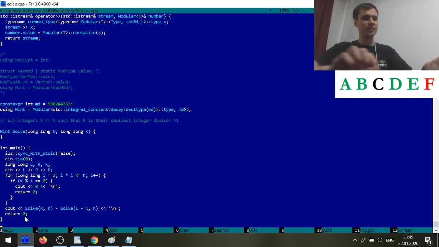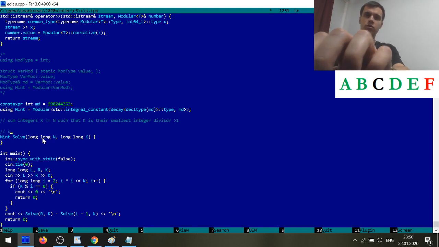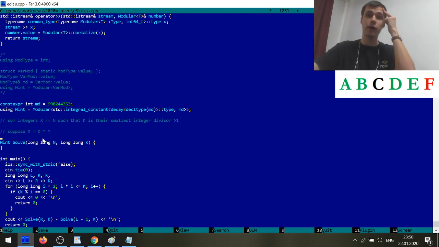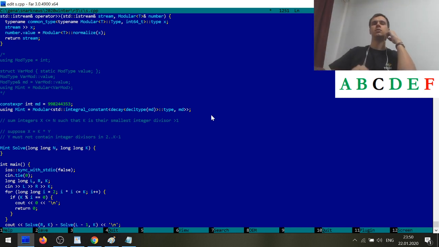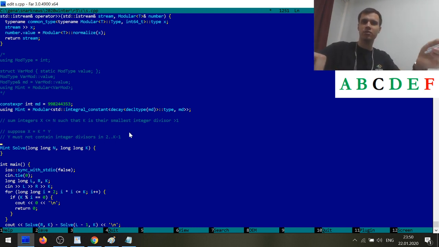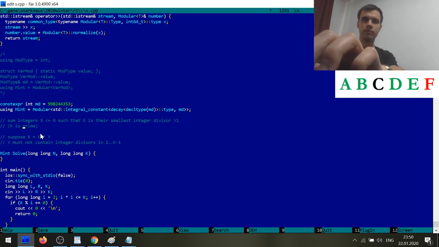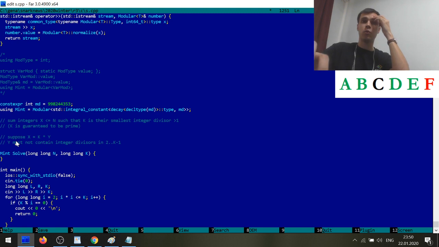Okay, so the first idea is that all these integers x have to be divisible by k, at least. So suppose that x is equal to k times some other integer y. What should be the condition on y? Y must not contain integer divisors in the range from 2 to k minus 1. That's the condition on y, because if y has a divisor in this range, then obviously x has such a divisor too, and also k is guaranteed to be prime when I call solve. And if y does not contain any integer divisors in this range, then any such y will do.